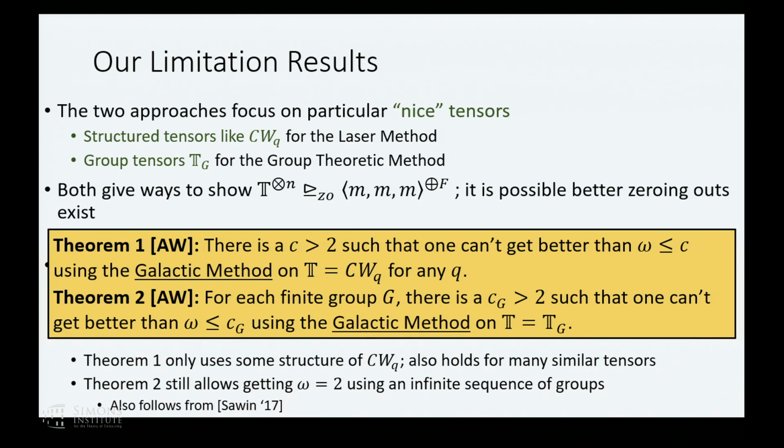So it actually doesn't rule out trying to get omega equals 2 by finding a sequence of groups where this constant approaches 2 and analyzing this sequence of groups in the limit. And this kind of limitation is pretty well understood among the people who studied the group theoretic method, I guess. And in fact, there's this paper from last year by Will Sawin which actually also implies our theorem 2 result. And in fact, if I understand correctly, I think it even implies it for the universal method for fixed groups, so no fixed group can get omega equals 2 using the universal method. But still, we don't know how to rule out sequences of groups.